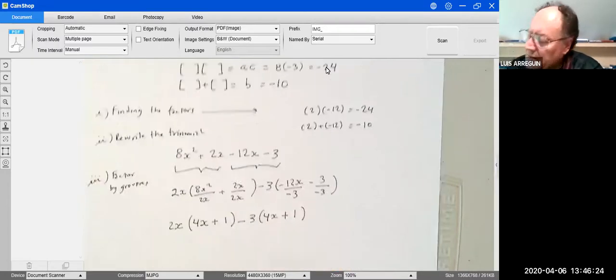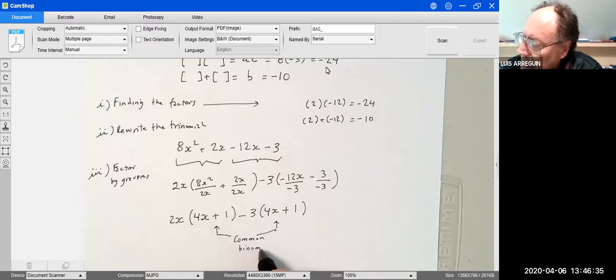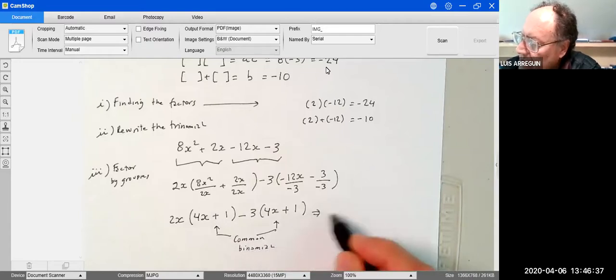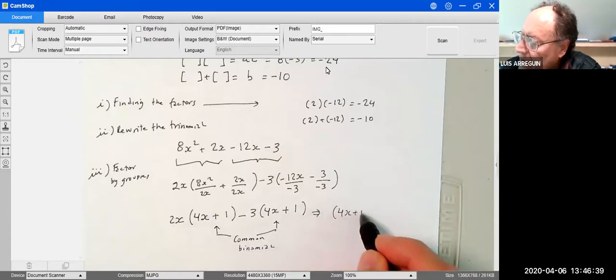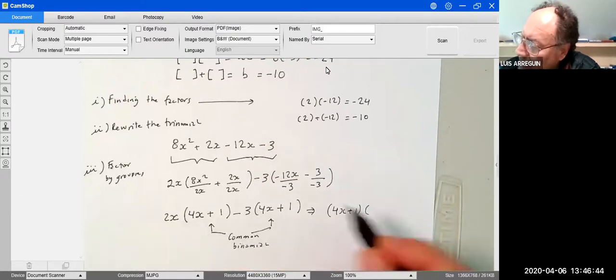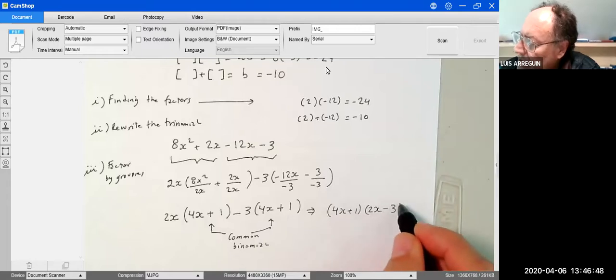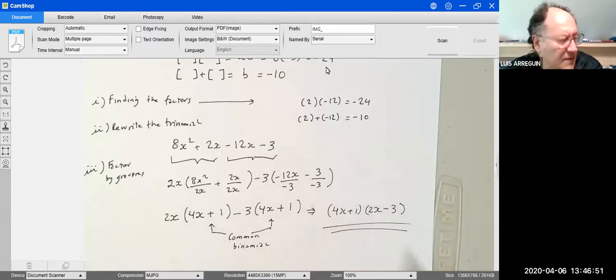And I'm getting my common binomial now. My common binomial. So that's an indication that I'm doing the right factoring. So I'm just going to write that common binomial first. And then I'm going to write the binomial that is created by using the greatest common factors. The first greatest common factor and the second greatest common factor. So this should be the answer, and we are right.